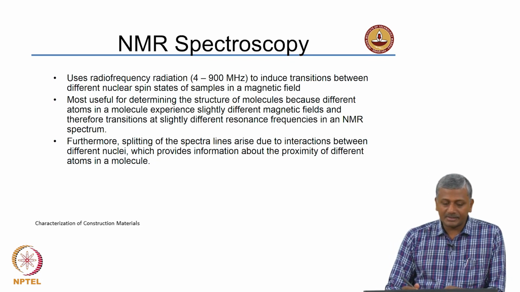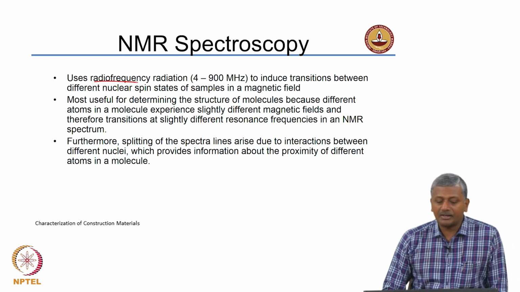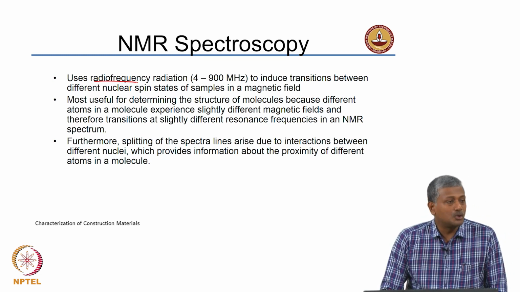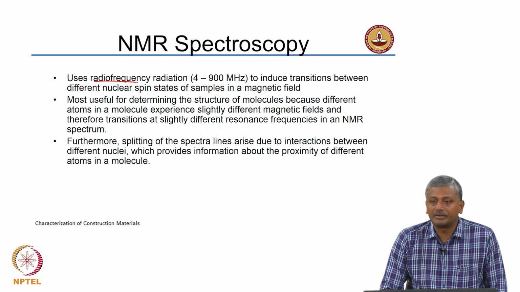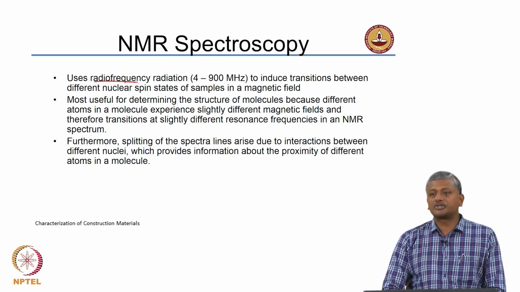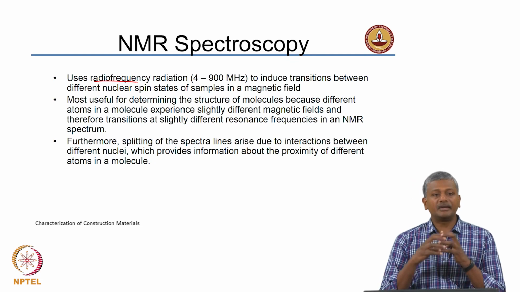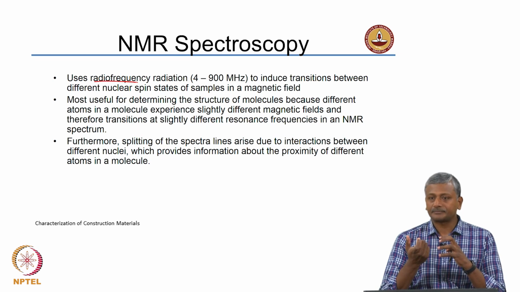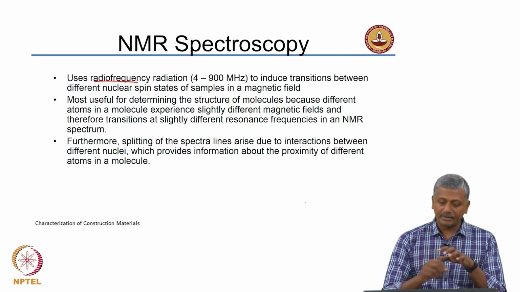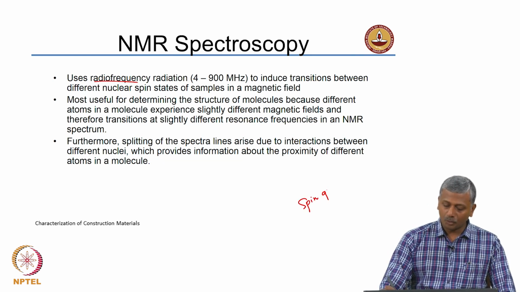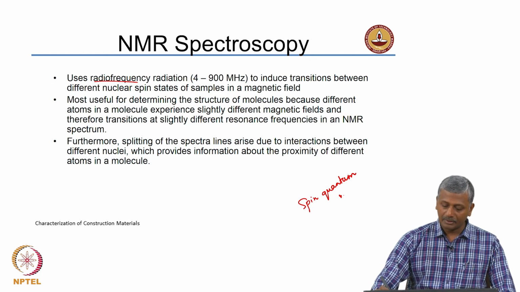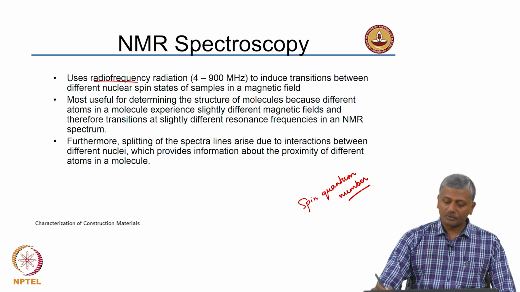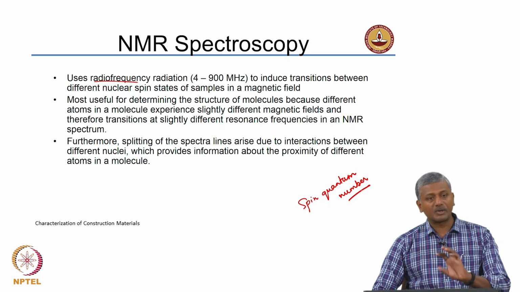So, what is done in this case is that we use radio frequency radiation to induce transitions between nuclear spin states of samples in a magnetic field. Now, you know that in the atomic structure, you have the nucleus in the center, and if there is an unbalanced number of neutrons and protons, the nucleus will have a spin. The greater the imbalance, the greater will be the spin quantum number. We call it the spin quantum number of different nuclei. I will just show you examples of different types of elements in just a minute. So, when there is an imbalance between neutrons and protons, you get a nuclear spin.